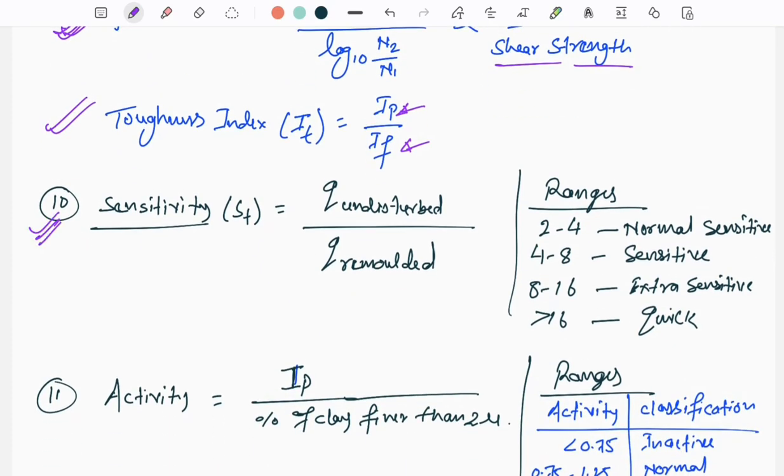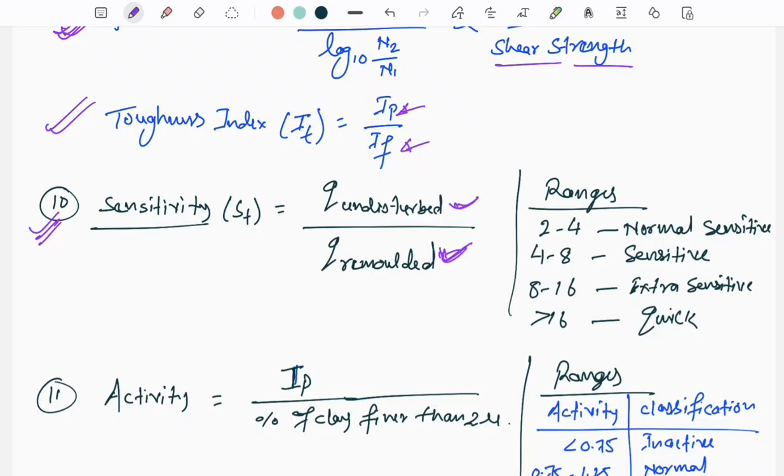Next one is sensitivity. Sensitivity is defined as the undisturbed soil strength divided by the remolded soil strength, meaning it is the ratio of Q undisturbed to Q remolded. Here Q is the soil strength.